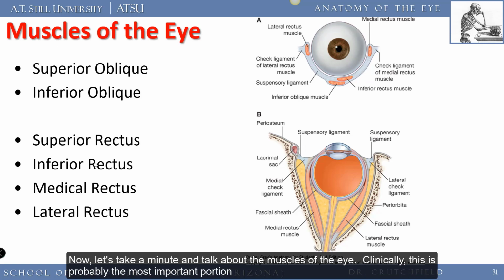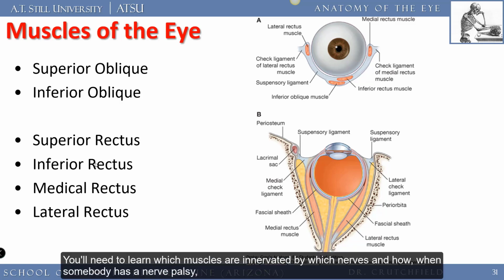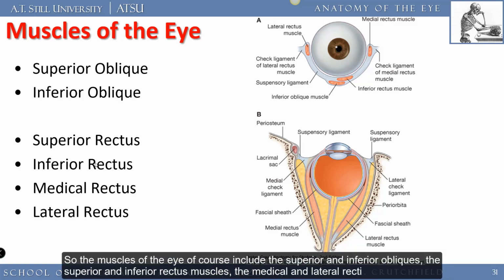Now let's take a minute and talk about the muscles of the eye. Clinically, this is probably the most important portion of the anatomy for you to learn. You'll need to learn which muscles are innervated by which nerves and how, when someone has a nerve deficit or nerve damage, we call that a nerve palsy, that they'll be able to move their eyes or not. So the muscles of the eye, of course, include the superior and inferior obliques, the superior rectus, the inferior rectus, the medial and lateral recti.